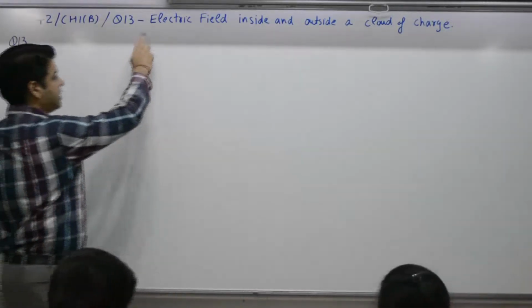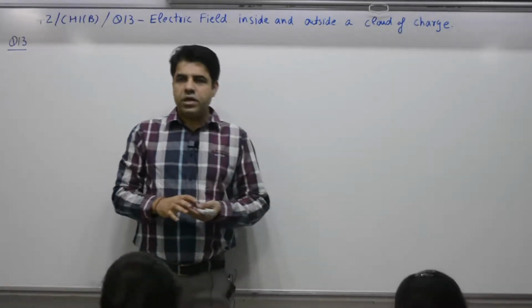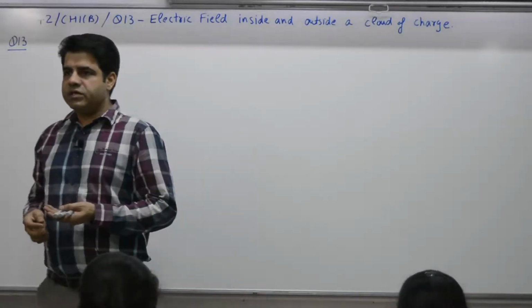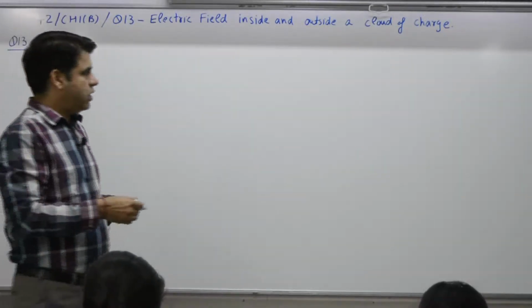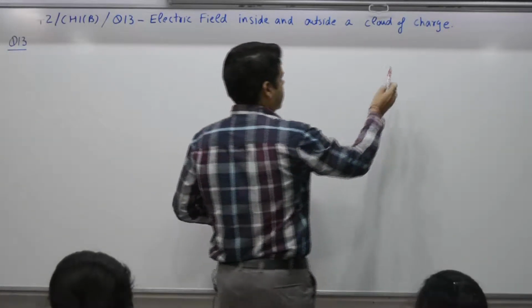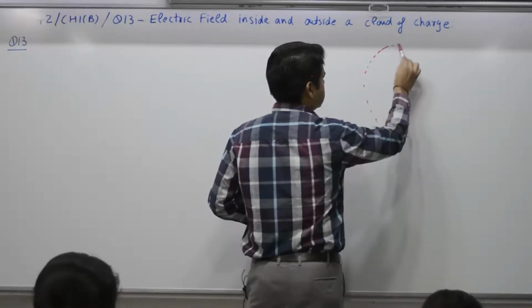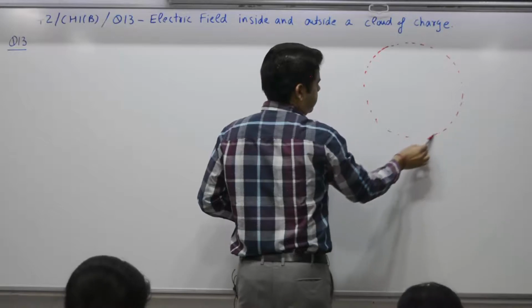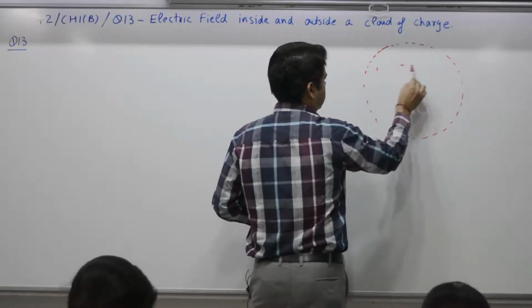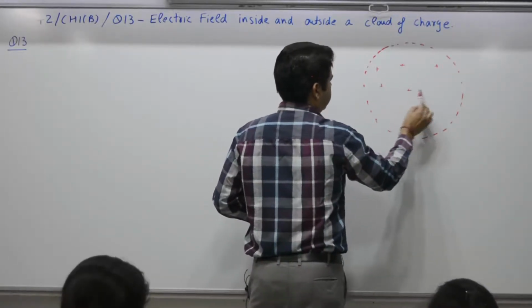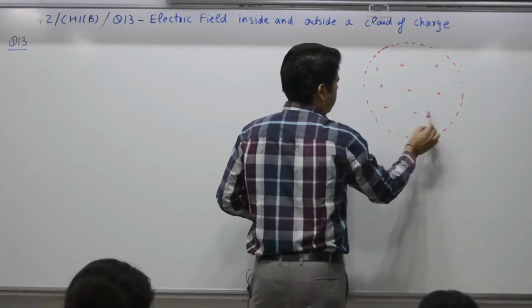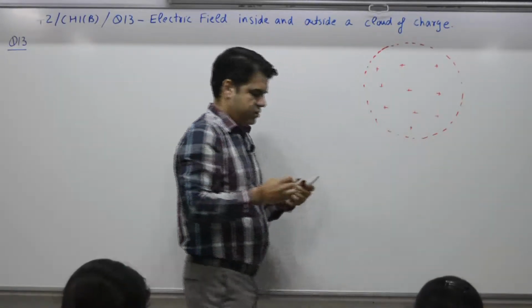Question number 13, electric field inside and outside a cloud of charge is application of Gauss's law to find what? Electric field for a given case. Cloud of charge means what? It is not on the surface, it is a volume distribution.